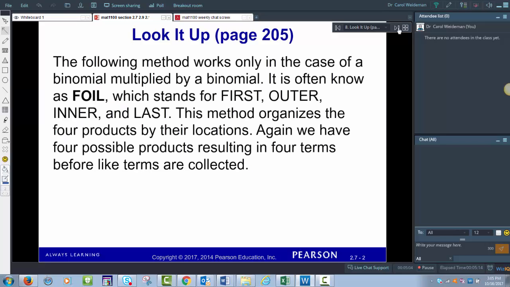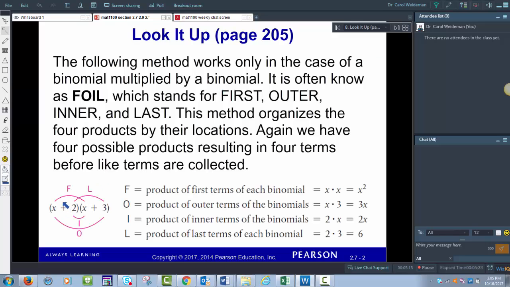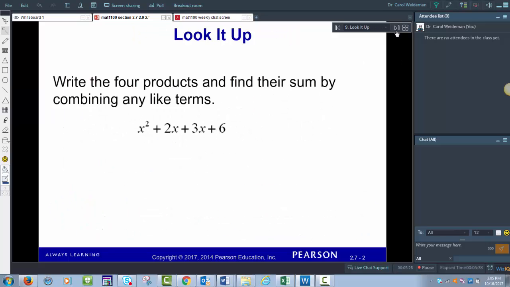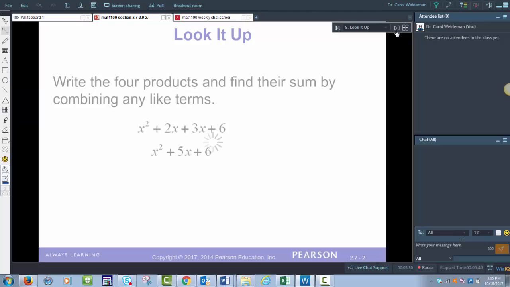Another way you can work when you're multiplying two binomials is to use FOIL: first, outer, inner, and last. This method organizes the four products by their location. So FOIL says first times first, so we get an x squared. Outer, 3x, inner, 2x, and then last, 3 times 2 is 6, so we have these, and then we go ahead and combine the like terms, and we get the same answer that we had before.